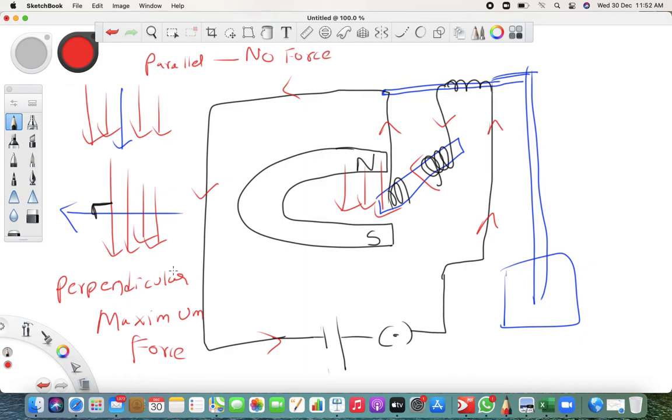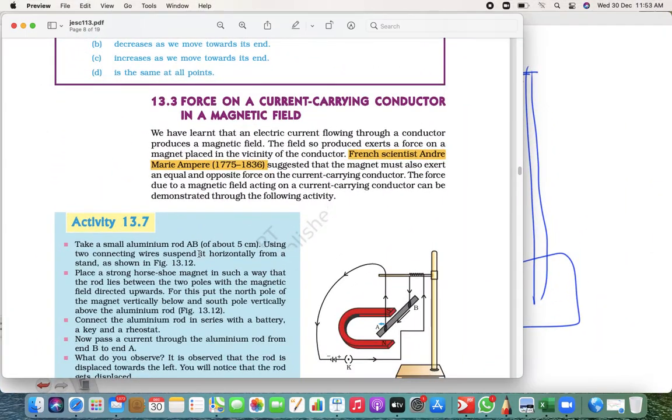So it's as simple as that. The direction of current and the direction of magnetic field should be perpendicular to each other. Now, once we know this, the wire gets attracted either to one side or the other. So the question is in which direction it gets attracted. But let us see our book first.